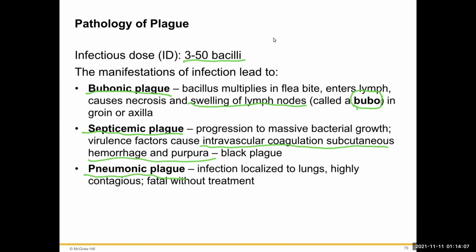Pneumonic plague, localized to the lungs, highly contagious because it's droplets from aerosols now, and it is fatal without treatment. Okay, so those are the 3 types of the plague. Bubonic, where it swells the lymph nodes, the bubo being the swollen lymph nodes. Septicemic, where it's intravascular, and pneumonic, which is in the lungs, the one that's transferred from human to human because it's vaporized in your droplets, and it's fatal without treatment.